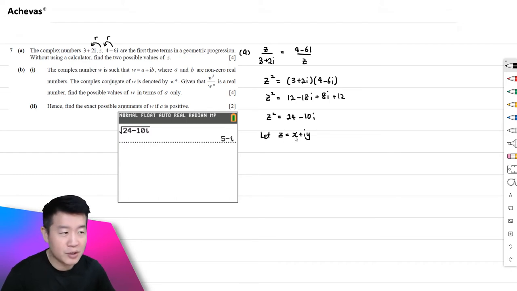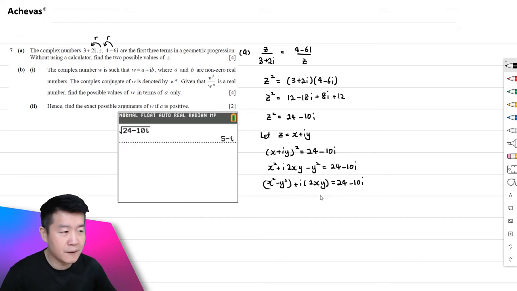Okay, so let me try. So z is equal to this. So we have x plus iy, squared, equal to 24 minus 10i. So this is x squared plus i of 2xy, then minus y squared. This is 24 minus 10i. If I regroup the non-i's together, I will have this, and for the i, it will be 2xy. This is 24 minus 10i.